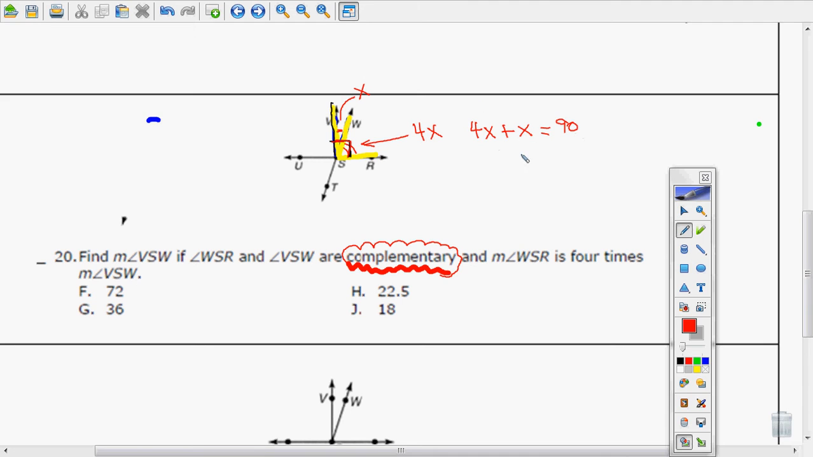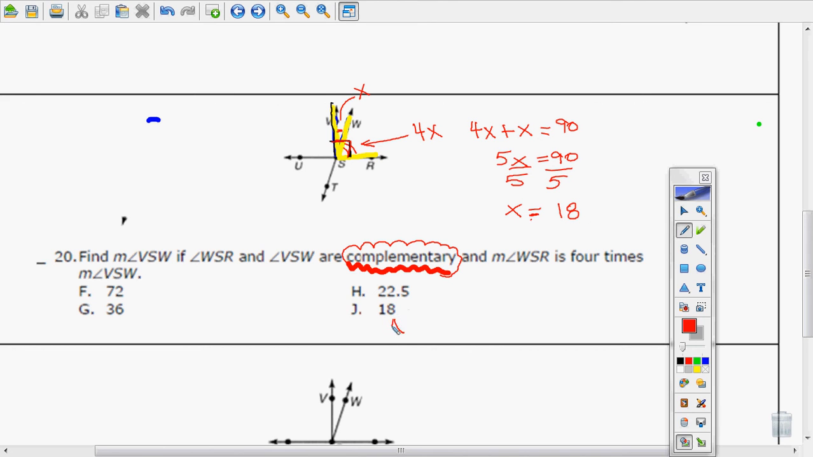Are you guys having as much fun as I am? 4x plus x is 5x. 5x equals 90. Solve for x. I have a nice, lovely x right here. 90 divided by 5. But that would be great, and we would be done if the problem was asking for x.